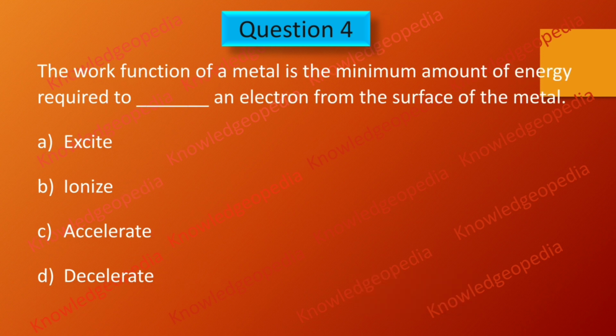Question 4 tells us the work function of a metal is the minimum amount of energy required to dash an electron from the surface of the metal. Option A, excite, B is ionize, C accelerate, and D decelerate. And the correct option is option B, that is to ionize an electron from the surface of the metal.